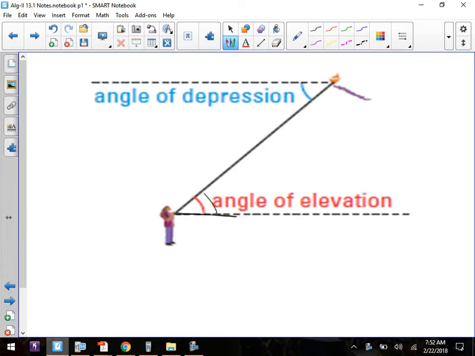Now, one of the things that you'll see is that if you're talking about this whole idea of line of sight, aren't line of sights parallel? Sure looks like that. Which means your elevation angles and your depression angles will always be equal.